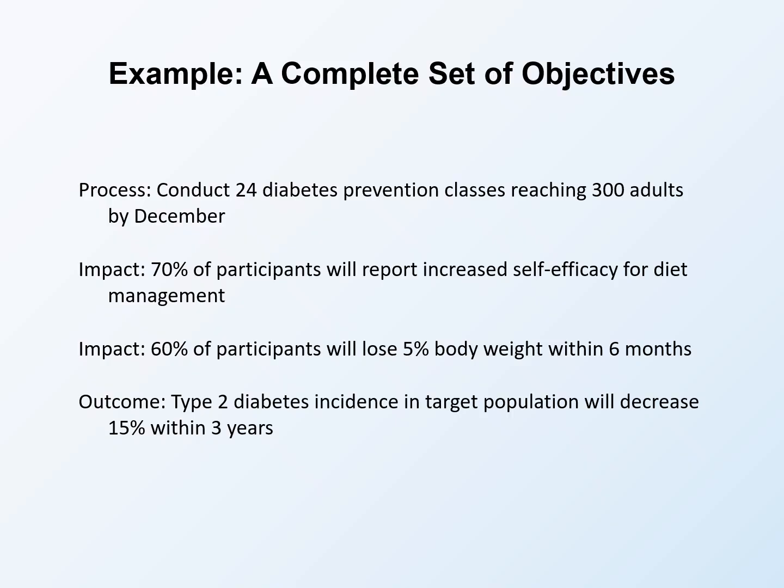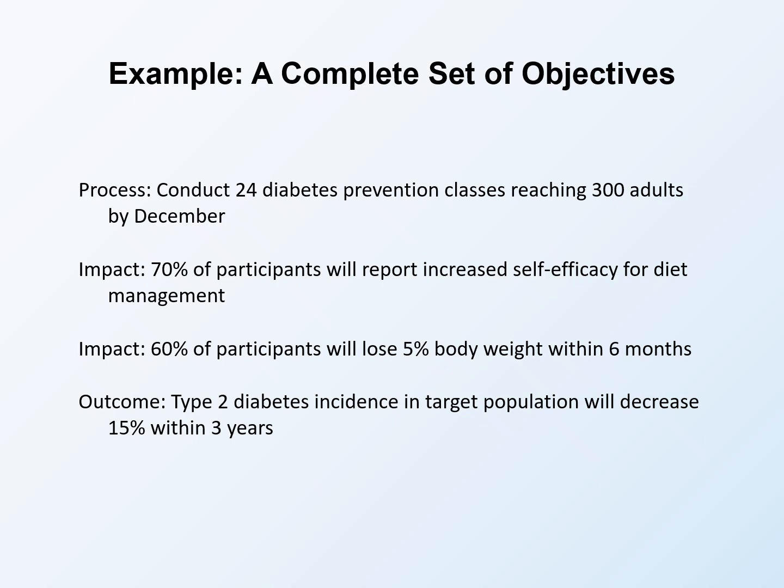Let me share an example of a complete set of objectives. Process objective: conduct 24 diabetes prevention classes reaching 300 adults by December of this year. This is specific about what, how many, and when. Impact objectives: 70% of participants will report increased self-efficacy for diet management as measured by post-program surveys. 60% of participants will achieve 5% body weight loss within 6 months of program completion.